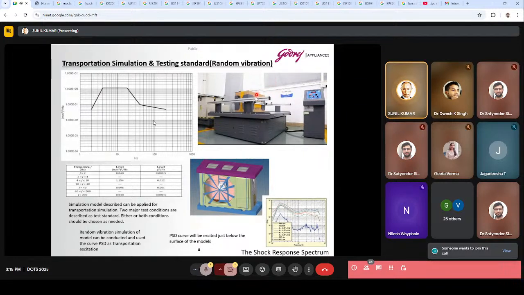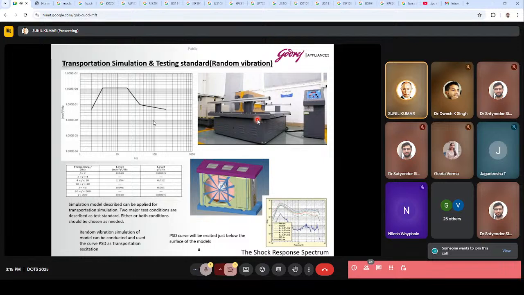In this, if you see, these are the supports which hold the unit, and this same PSD curve is imported in this component, and it gives the same type of shocks, and we just try to evaluate the simulation result with the final physical results. So this is a method how we do the simulation for random vibration for trucks.